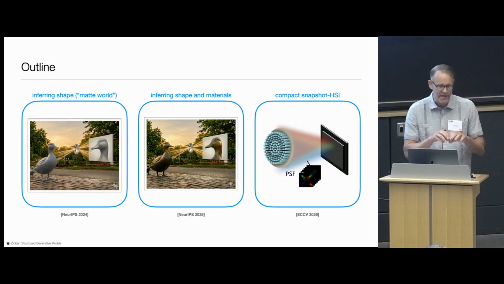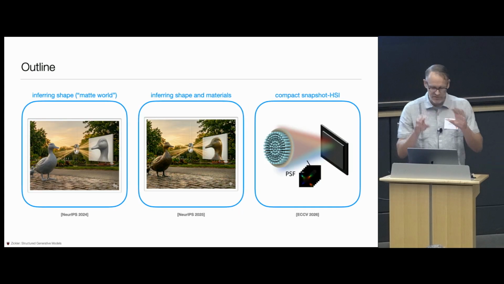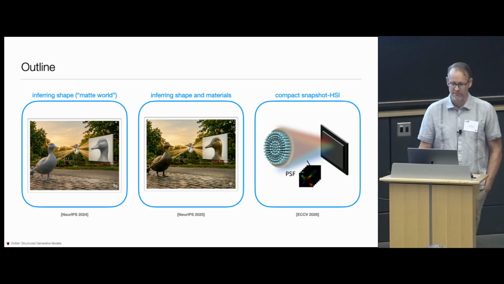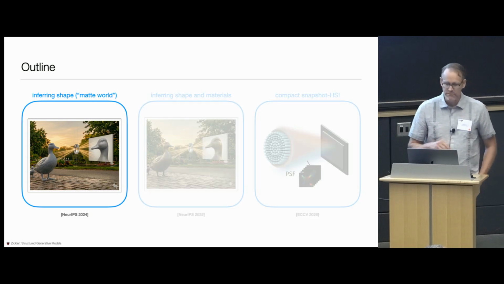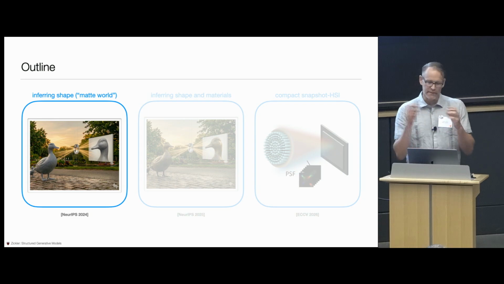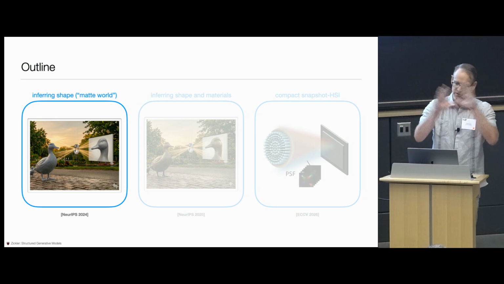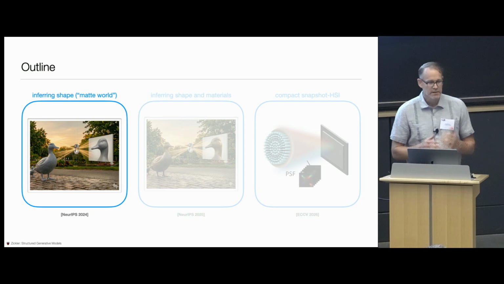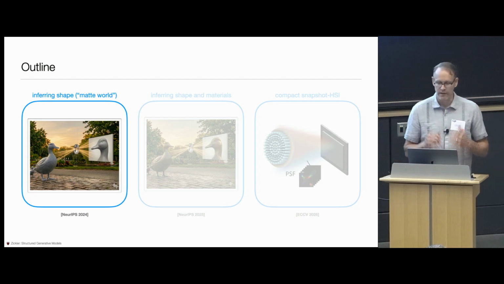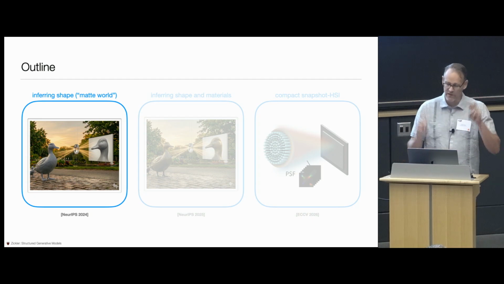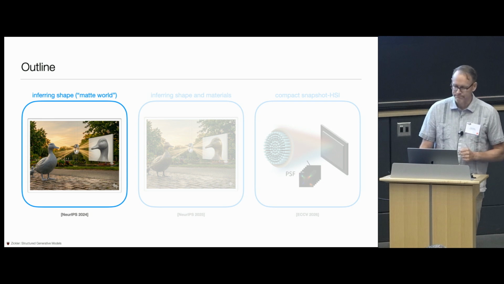And I'm going to do this in three little vignettes that are loosely related to each other. Think of them as three short case studies. And the first one starts in this simple matte world where all the objects are known to be gray and diffuse. And given a single image, we just want to infer the 2.5D shape. And this is the classic shape from shading problem.